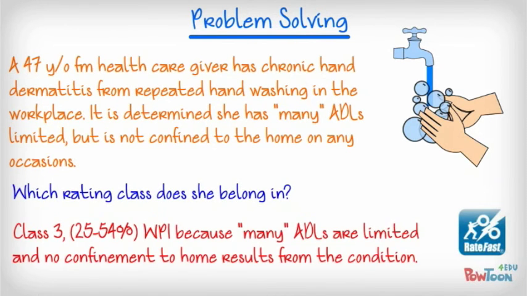And the answer is she belongs in class 3 with a rating range of 25 to 54% whole person impairment because many of her activities of daily living are limited and there is no confinement to home that results from the condition.